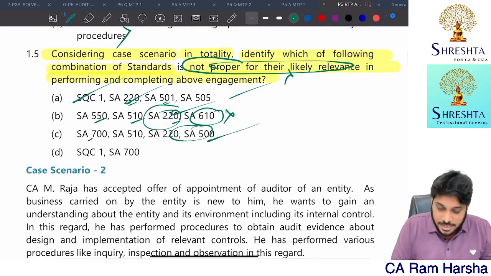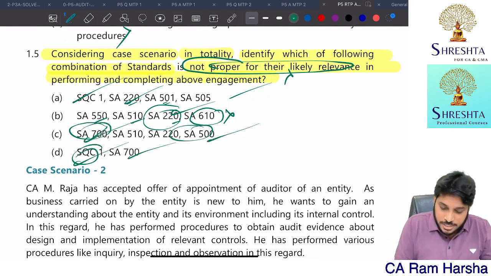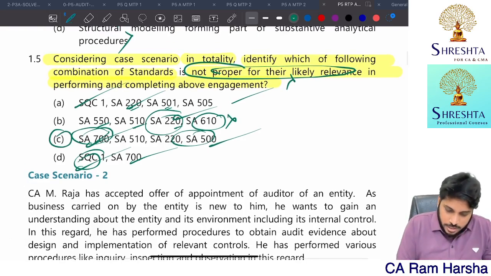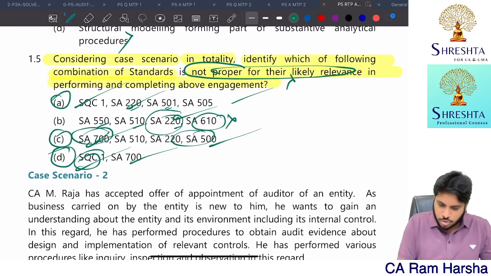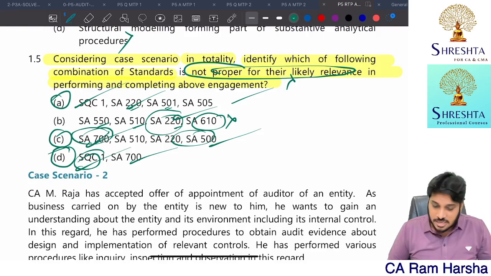500, evidence we should obtain. 700, reporting is important. SQC 1 important, SA 700. So this is most relevant. A is also most relevant. But 550 related parties, the case clearly says there are no related party transactions. 510, it's an initial audit engagement, opening balances. 220, 16, the company does not have an internal auditor.